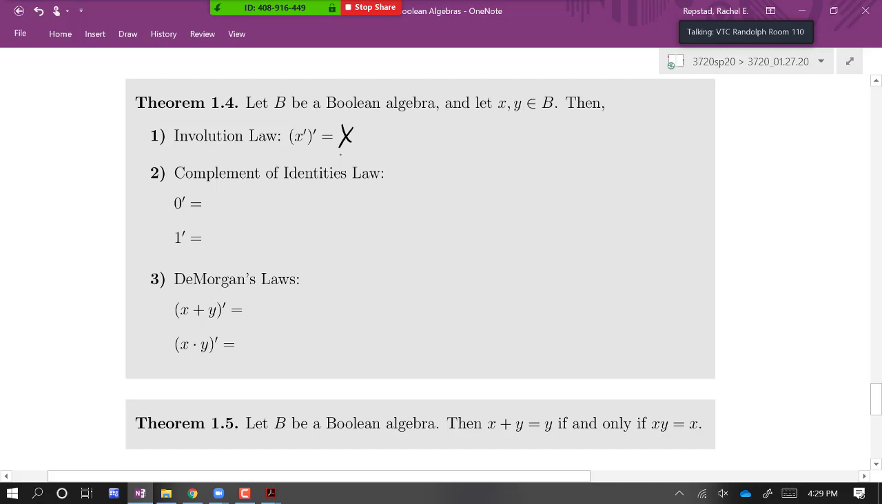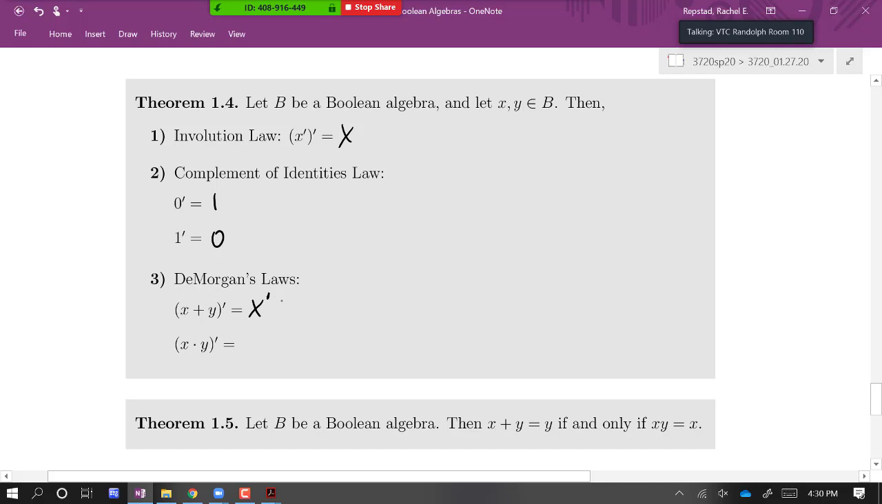The complement of identities law: what should be the complement of 0? 1. And the complement of 1? 0. And now we have these things we call De Morgan's laws. So think about what we know about De Morgan from sets. What do we think we should be able to write on the other side of this equal sign? The complement of x plus y. Would it be x prime, x complement, times y complement? Right.